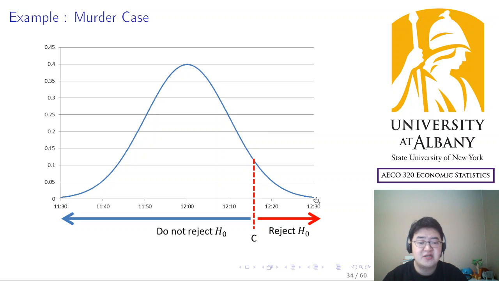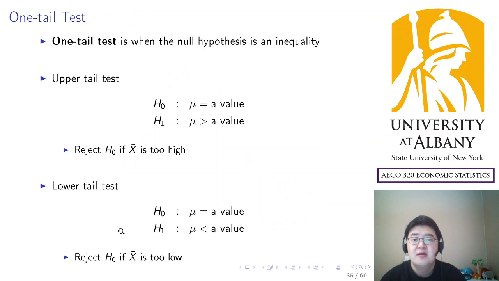So you are rejecting the null hypothesis when the data is too much larger than what your hypothesis implies. Or, if you change the direction of the inequality, your rejection region would be on the other side. So the point here is you are considering only one side, whether it is too large or too small. They are not equal anymore. So we call this one-tail test.